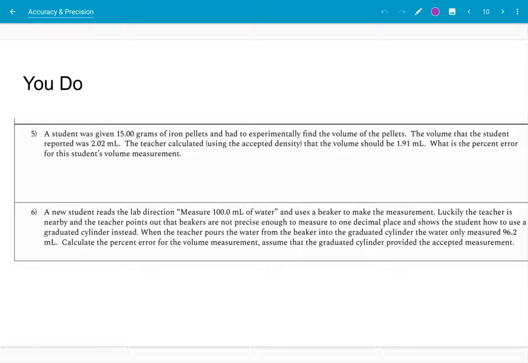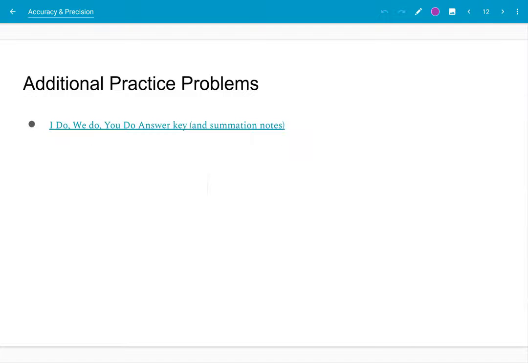Here are some other questions that you can work on your own. I have embedded a key at the end, but I just want you to know there's lots and lots of practice of all of these. I will always embed these I do, we do, you do questions and then the answer key. I have also added additional practice videos to help you understand this.